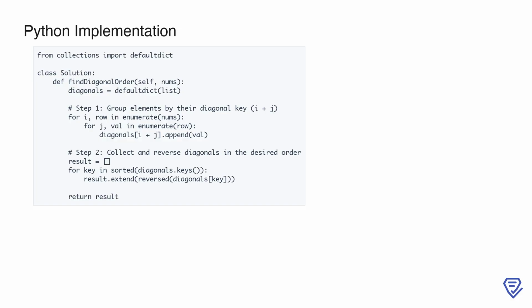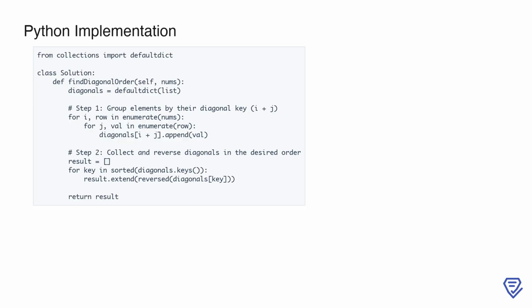The solution starts by importing the defaultdict class from the collections module. This is used to create a dictionary where the default value for each key is a list. This helps store matrix elements grouped by their diagonal keys without needing to initialize each key manually. We define the function findDiagonalOrder inside the Solution class. The input, nums, represents the 2D list of integers.